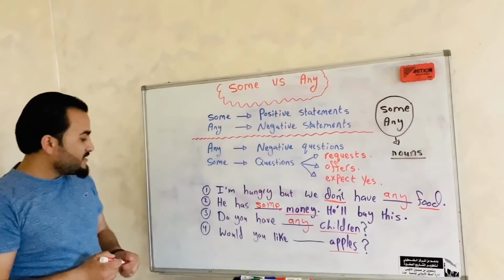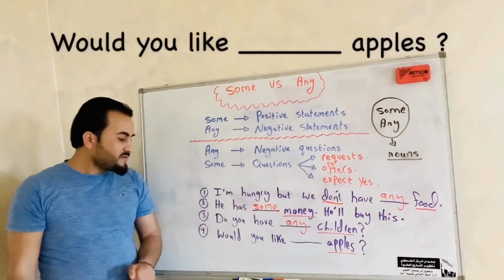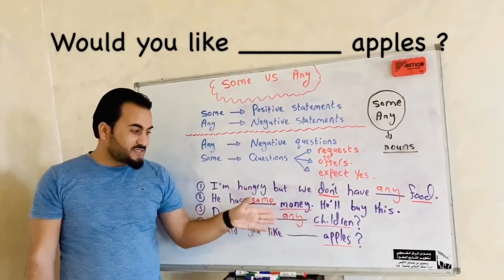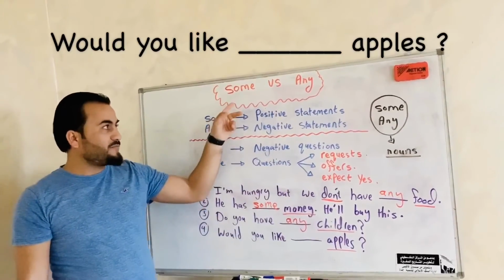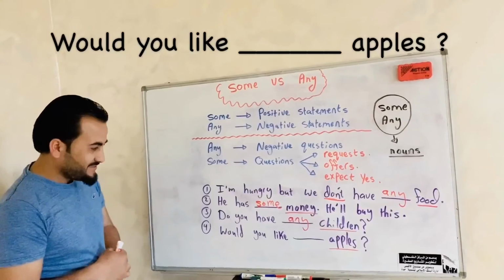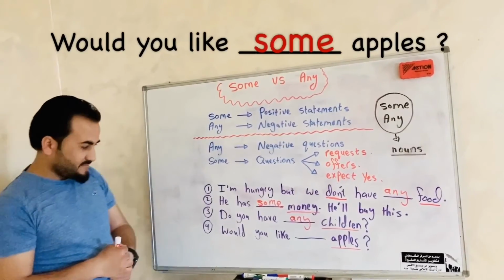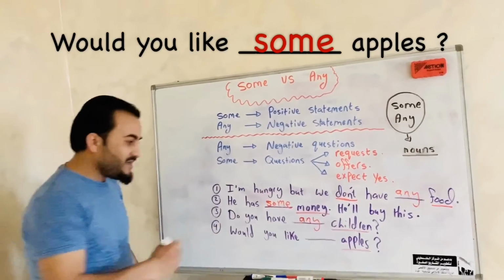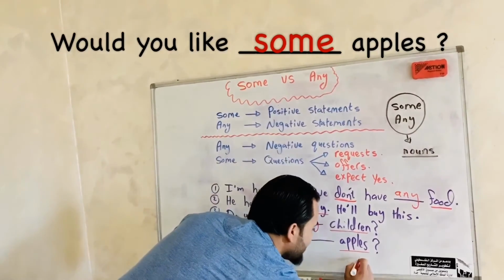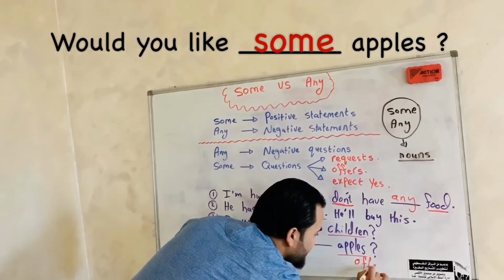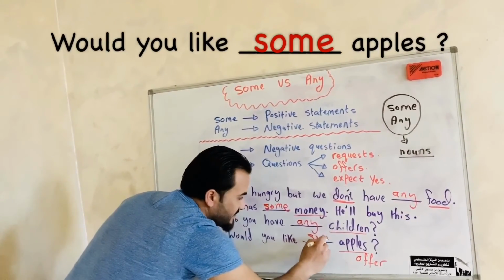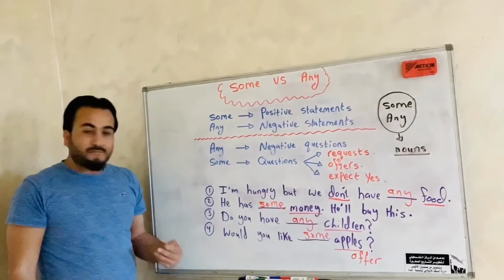Okay. The last one here, number 4. Would you like any apples or some apples? Some or any? Would you like some apples? Why? Because it is a question and it's an offer. Very nice. So the answer is some. Would you like some apples?